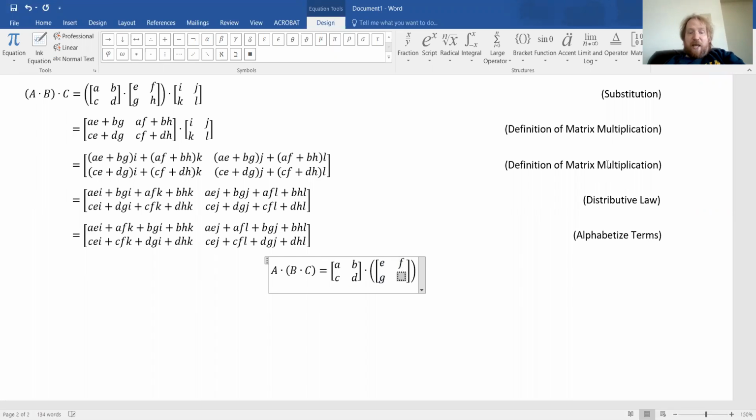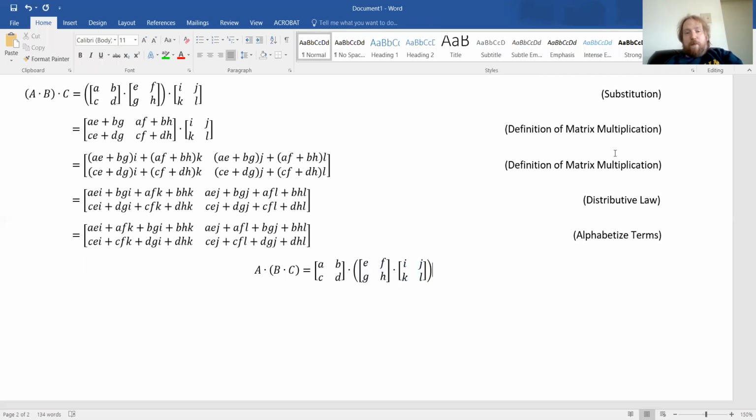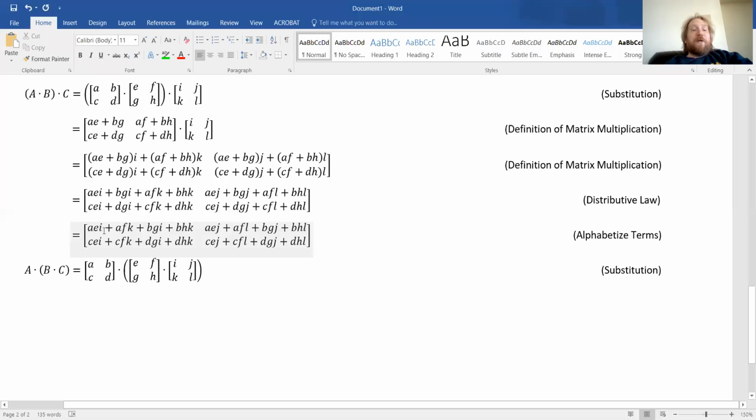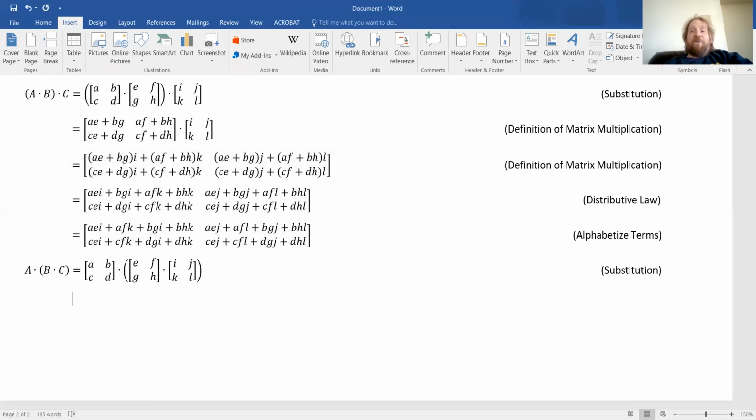E, F, G, H times I, J, K, L. Again, this is just substitution of the matrices A, B, and C that we assumed without losing generality. Now, we will work this expression out with the goal being to have it end up the same as that. But let's see if we can do that.